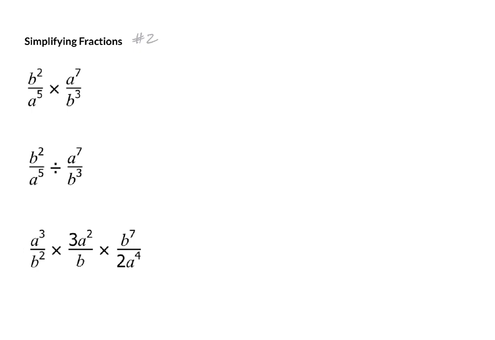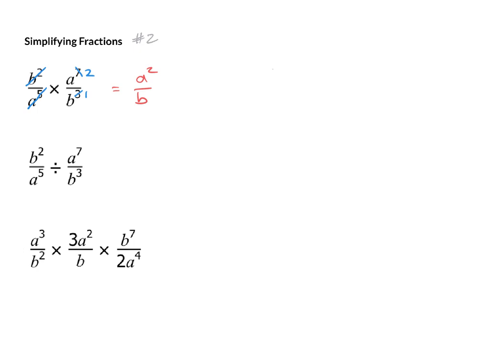Now, looking at it here, I have a on the top and a on the bottom. I have 5 a's on the bottom and 7 a's on the top, all multiplied. So these 5 here will cancel 5 of these a's here, leaving me with a squared. And the same works for the b's. I have b squared and b cubed. So my 2 b's on the top here cancel 2 of these, leaving me with b to the 1 on the denominator. What am I left with then? I'm left with a squared over b.